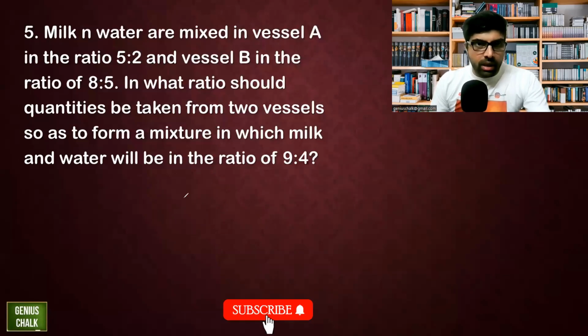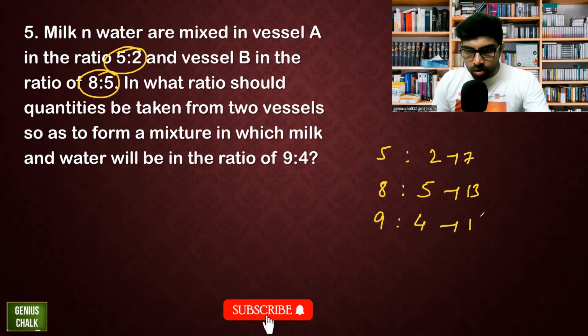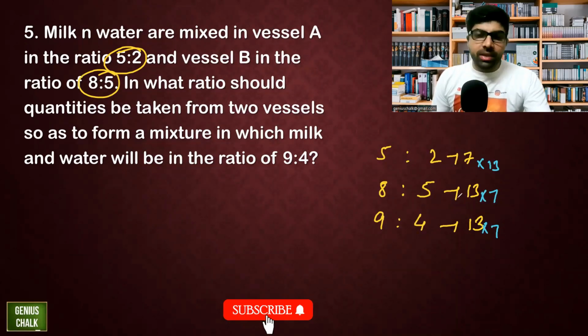Right? It says milk and water. So first is 5:2, second is 8:5, right? And overall quantity is 9:4. So let's make the totals the same first. This is 7, this is 13, this is also 13. So 13 and 7 LCM is 91. So 7 multiplied by 13, 13 multiplied by 7, as both are co-prime numbers and the LCM of co-prime numbers is the multiplication of the two.